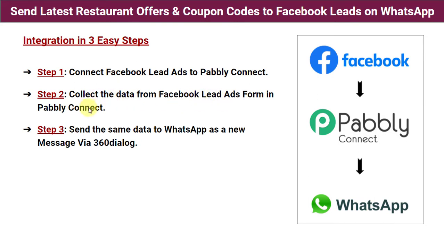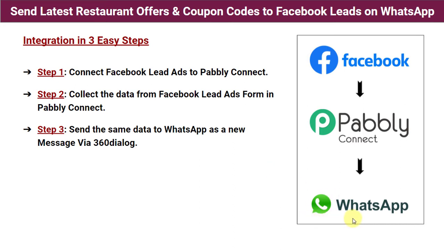Okay, then in the second step we have to collect the data from Facebook lead ads form in Pabbly Connect. Now here, as the Facebook lead ad forms are connected with Pabbly Connect, the data which is going to get collected here, that same data will be captured here into Pabbly Connect automatically. Then in the third step, we have to send the same data to WhatsApp as a new message via 360 dialog. Okay, now the data which is captured here into Pabbly Connect from Facebook, we have to transfer the same data into 360 dialog so that we can send the message on WhatsApp.